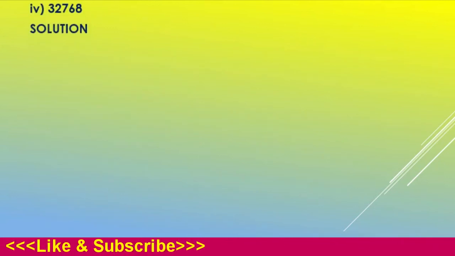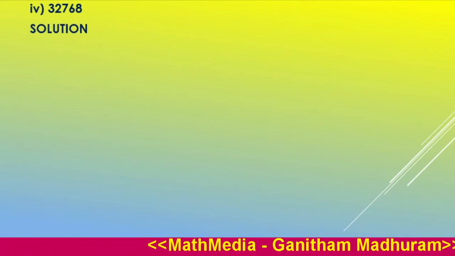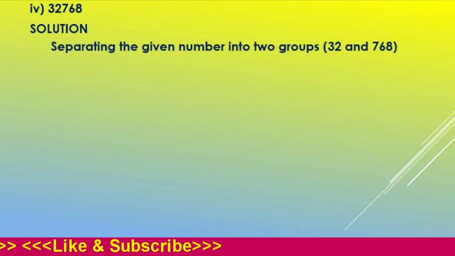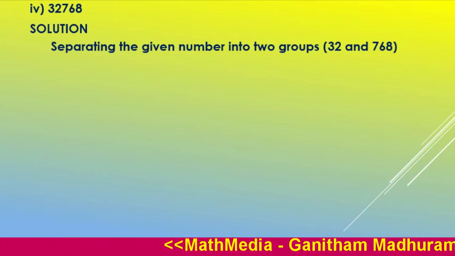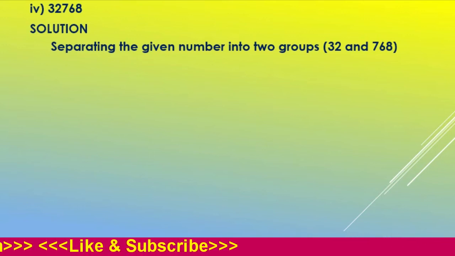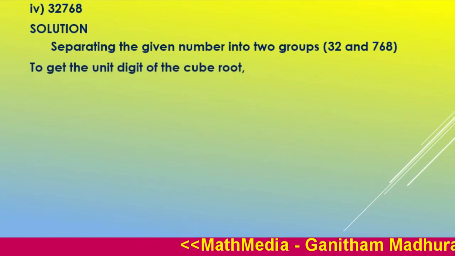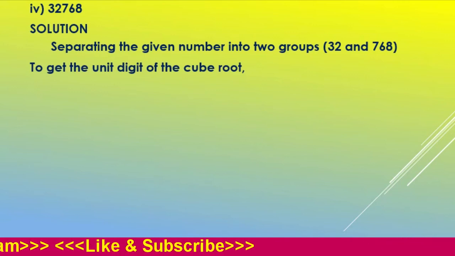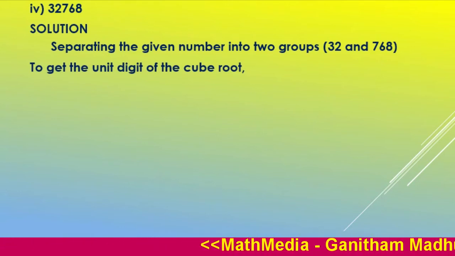Next number is 32,768. We have to find the cube root by estimation. For that, first we have to make groups. We have to separate the given number into groups of 3, starting from the rightmost side. So our first group is 768, and the second group is 32. As we have two groups, that means the cube root has 2 digits.